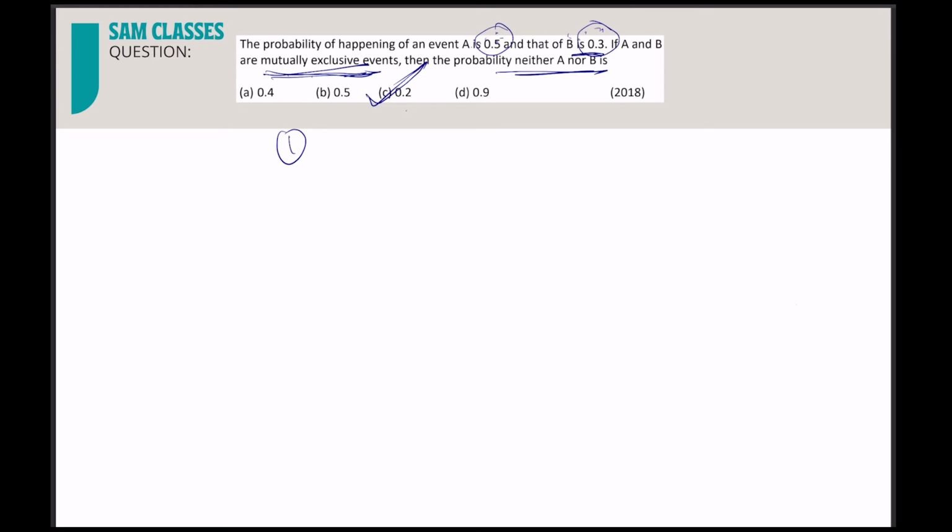Next, I already know A union B is 0.8. So what is the left part? 1 minus 0.8, so 0.2. That way also I can think. Done.